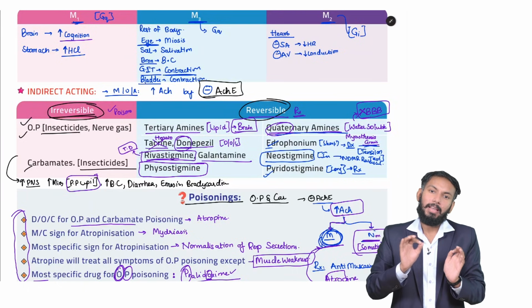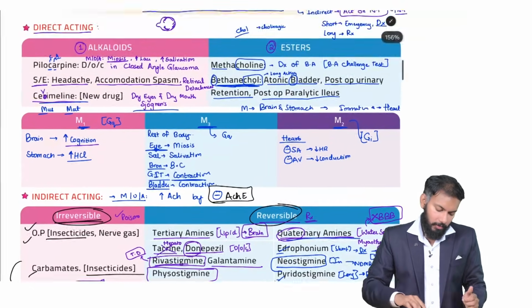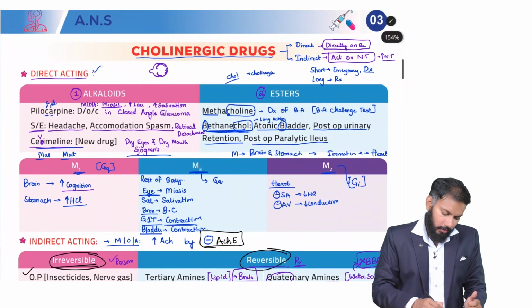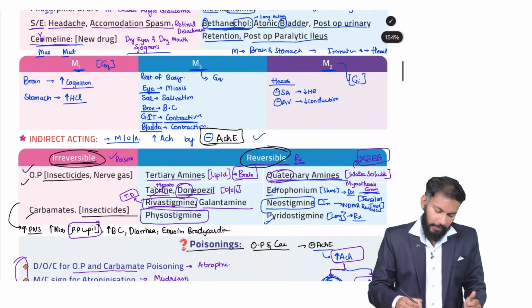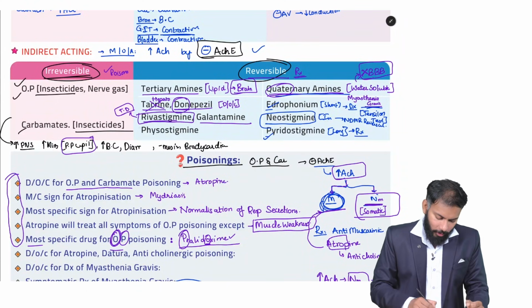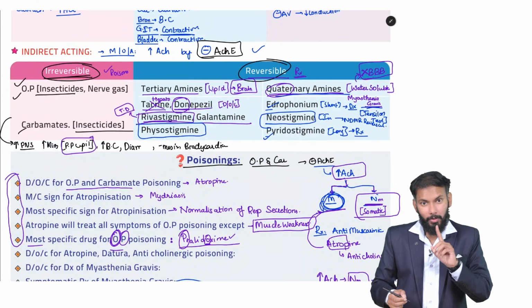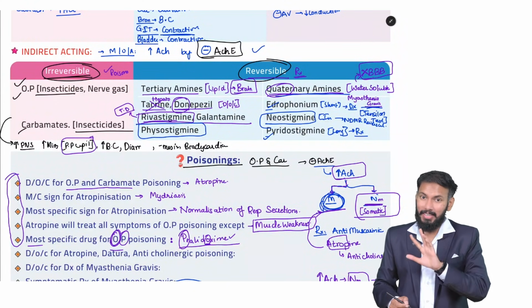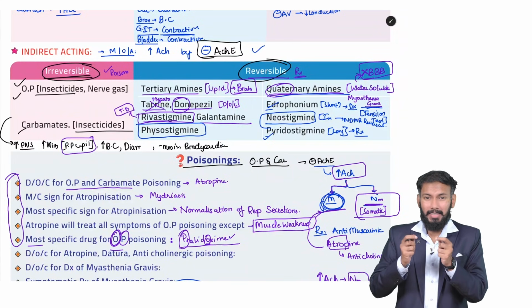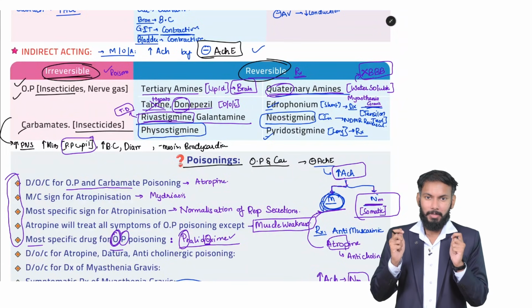Okay. So we have finished both the classes of drugs. So we have finished with the cholinergic drugs. These are direct acting and indirect acting. So one drug is left out, that is physostigmine. I do remember it. I will talk about it in the next chapter. Okay. And try to absorb all of this information.